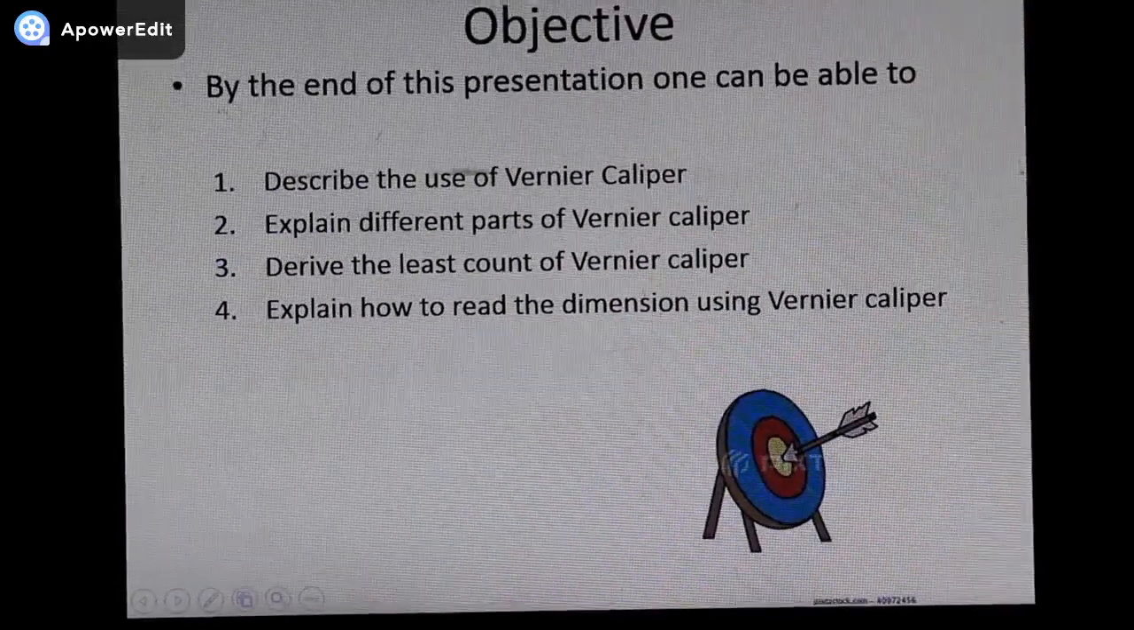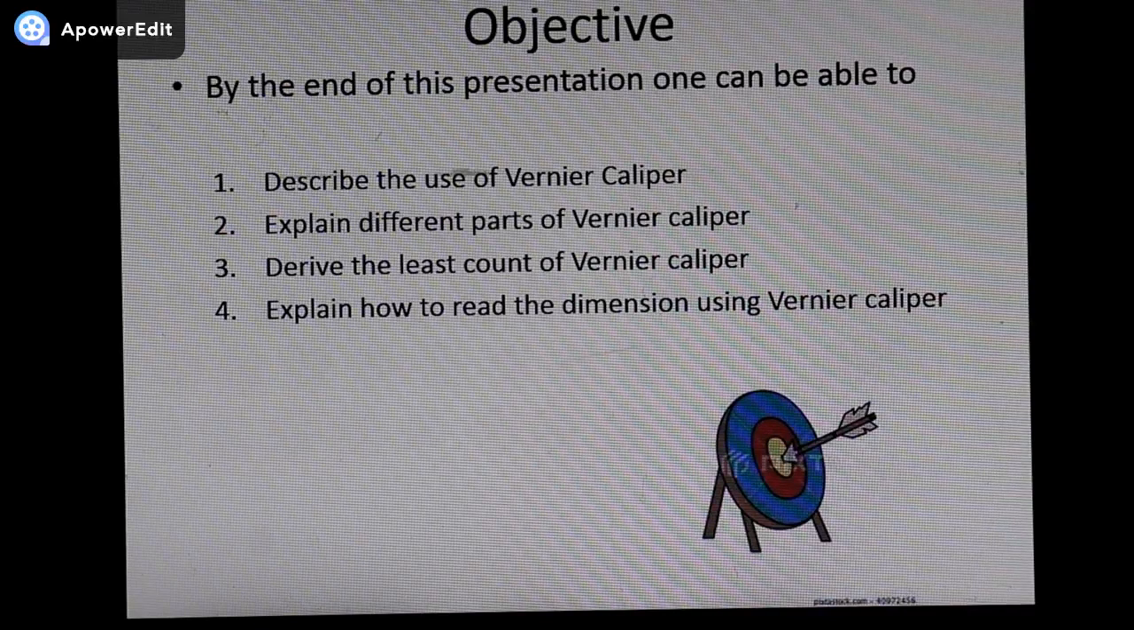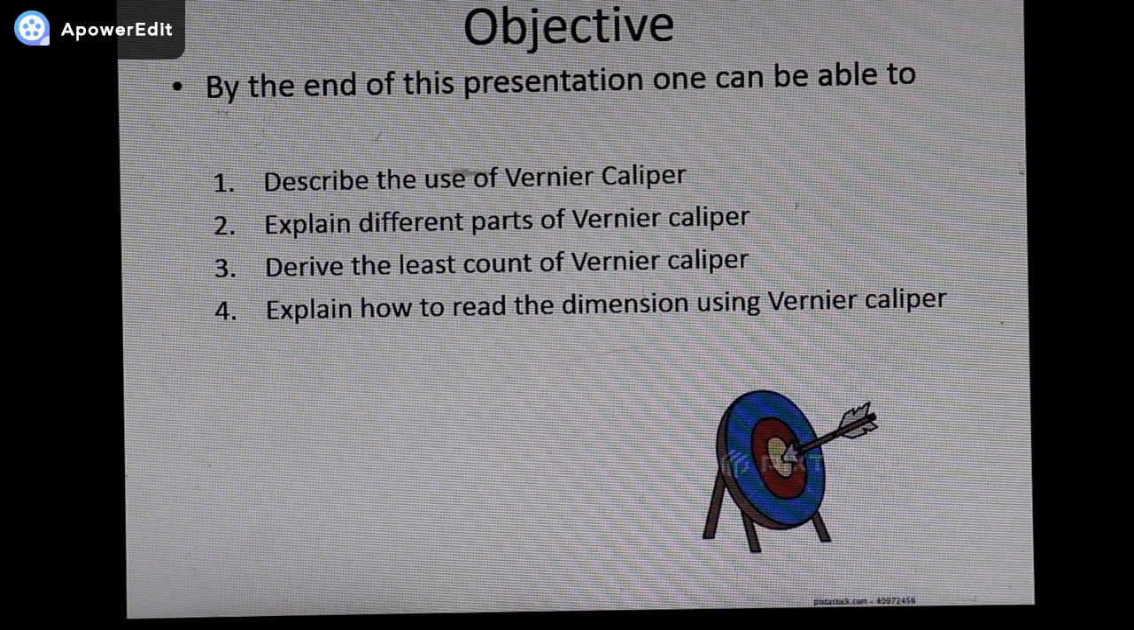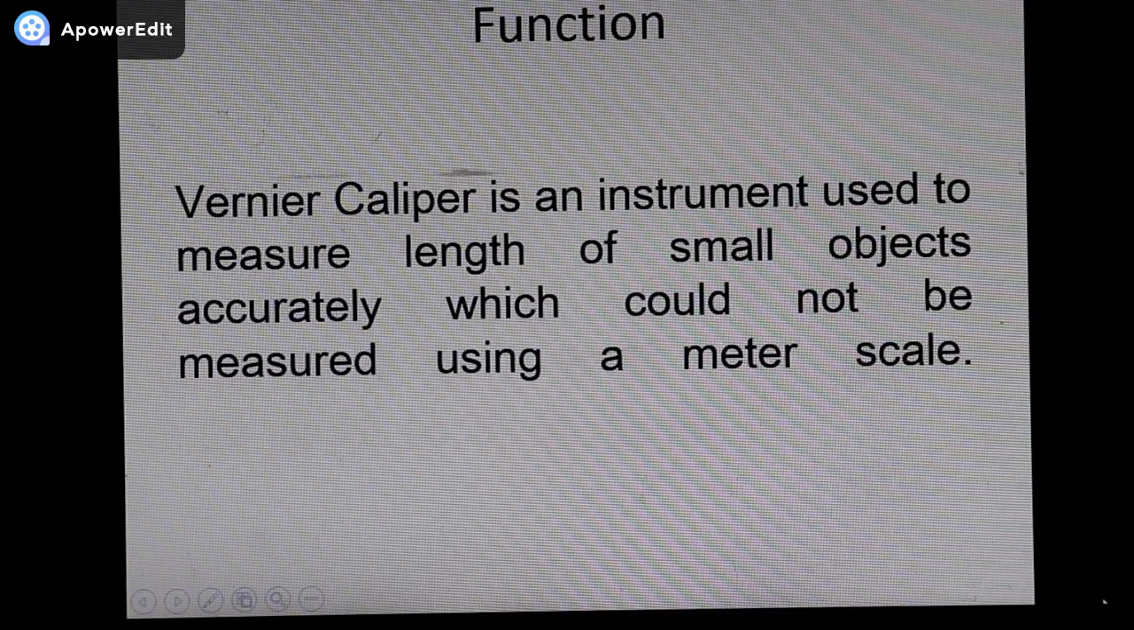The objective of this session is, at the end of the presentation, one should be able to describe the use of vernier caliper, explain different parts of vernier caliper, derive the least count of the vernier caliper, and explain how to read the dimensions using the vernier caliper.